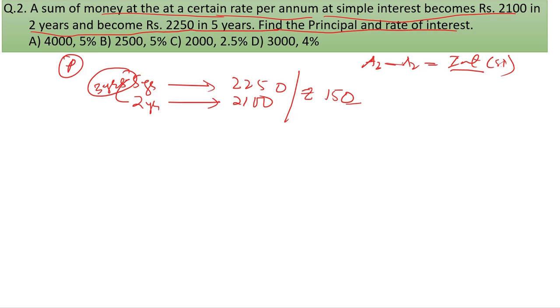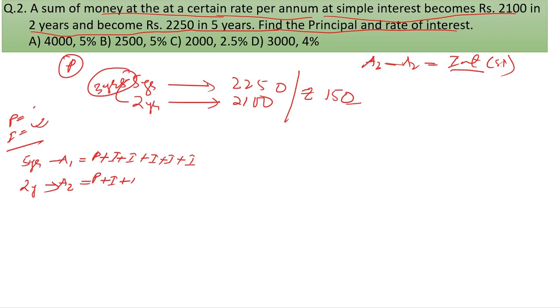Friends, let us consider an example here. For simple interest, the principal is constant, and interest is constant for every year. So the amount for 5 years is, let us say, A1 equal to principal plus interest for first year, interest for second year, interest for third year, interest for fourth year, interest for fifth year. Then for 2 years the amount, we will have principal plus interest for first year, interest for second year. The difference between them is interest. Hence, I say that the difference between two amounts is interest in simple interest calculation.